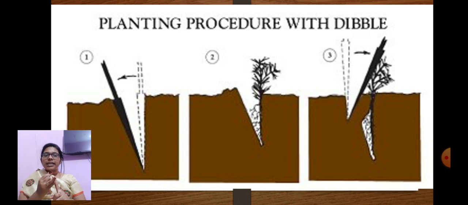So the third method is dibbling. Dibbling. That is the third method. In this method, a small dibble or a furrow is made. See, it's depicted in the picture.